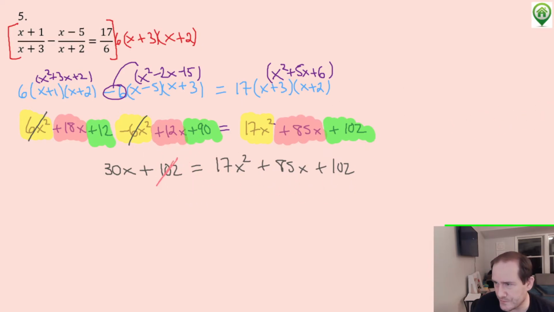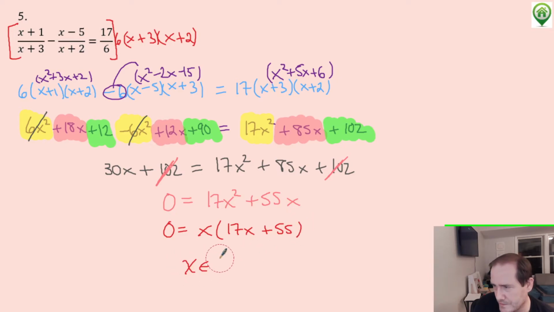We can see that the 102s will cancel if we subtract them from both sides. And I guess we want to get this set equal to 0, so I'll subtract these, leave the 17x squareds where they are. So we'll have 0 equals 17x squared. We're subtracting 30, so 55x. All right, when you don't have a constant, then you just factor out your greatest common factor, which is the x. So you have 0 equals x times 17x plus 55. And then from there we see that our two zeros are 0 itself and then negative 55/17.